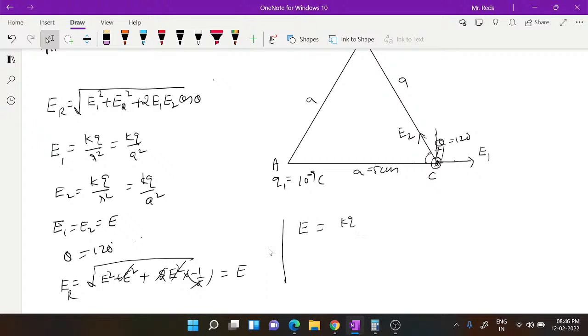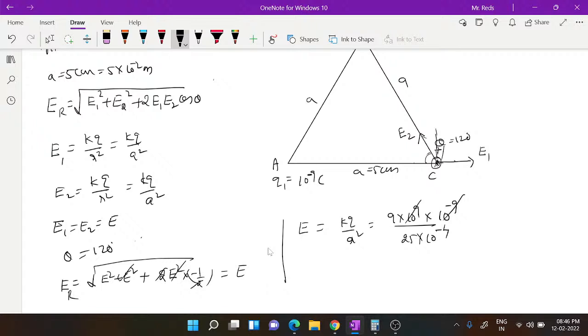E equals K Q by A square, where K is 9 into 10 to the power 9, Q is 1 nanocoulomb, that is 10 to the power minus 9, and A is 5 centimeters. So it is equal to 5 into 10 to the power minus 2 meters. Whole square means 25 into 10 to the power minus 4. Got it? So 10 power minus 1 plus 1 cancel out. You get 9 by 25 into 10 power minus 4.